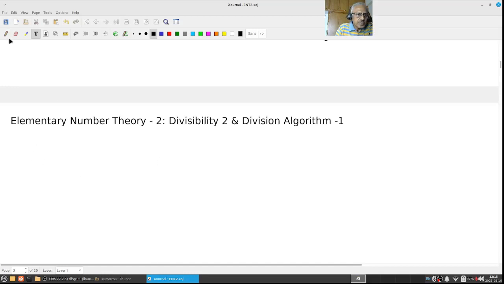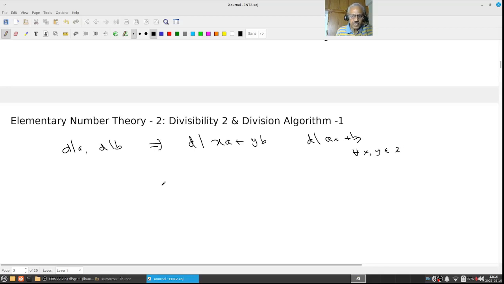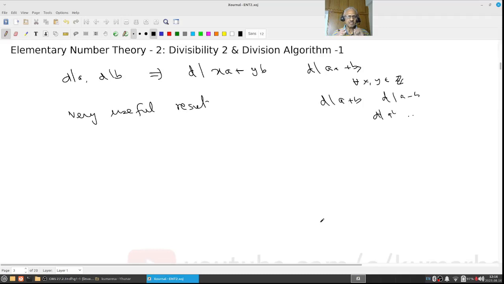Do you remember one of the first important things we saw? If d divides a and d divides b, then we showed that d divides xa plus yb, or the same as ax plus by, for every x, y in Z. This is a very useful result. In particular it says d divides a plus b, d divides a minus b, and d divides a squared, etc. So whenever a divisibility problem comes, you should think of these things.